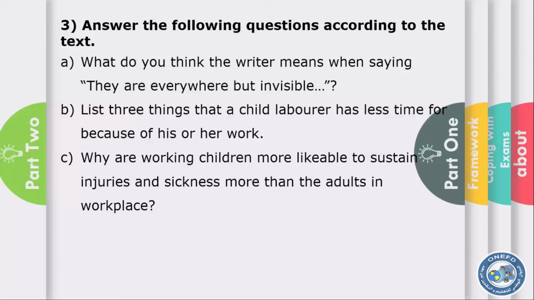When answering this question, it's preferable to write it in your own words, but again, you relate it to the text so that you can have a variety in your answers. So the last question, C: why are working children more likely to sustain injuries and sickness more than the adults in the workplace? This type of question requires a sort of synthesis.